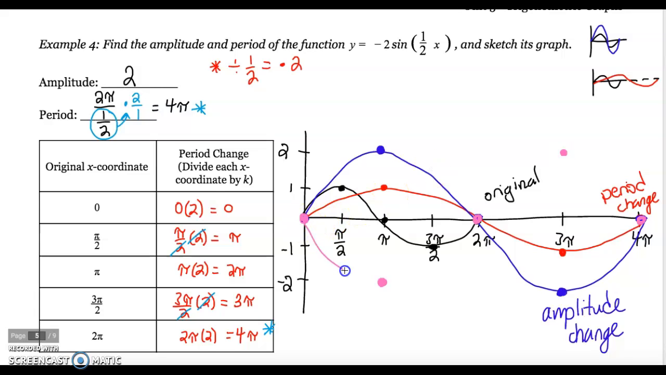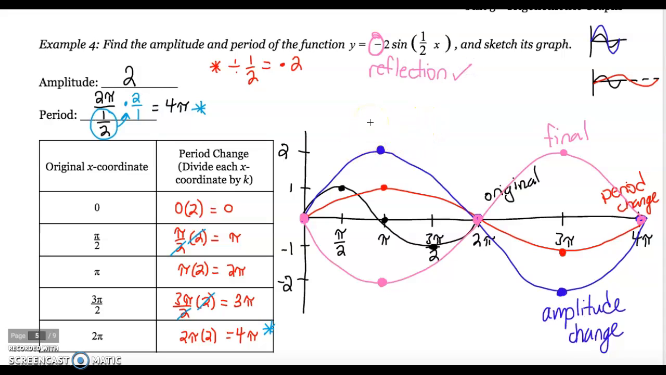So then I have achieved my final graph, because I have taken into consideration my reflection as well as my last step.